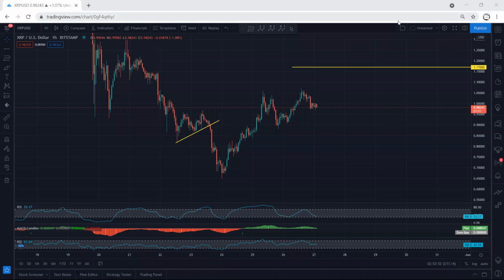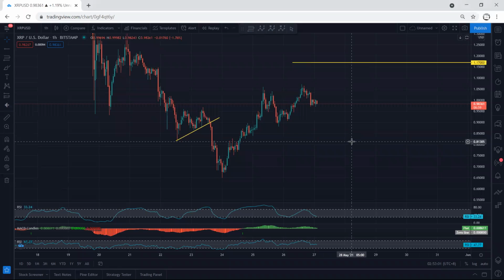XRP, we start with the 1 hour chart. I just want to give a quick update. First of all, before we start the analysis, if you refer to our analysis in my last video, we mentioned we want to see the correction relative to this. Then we mentioned if we get a flat, any reversal, we can look for buy, and what we're looking for is 1.17. Okay, one thing I need to highlight here.